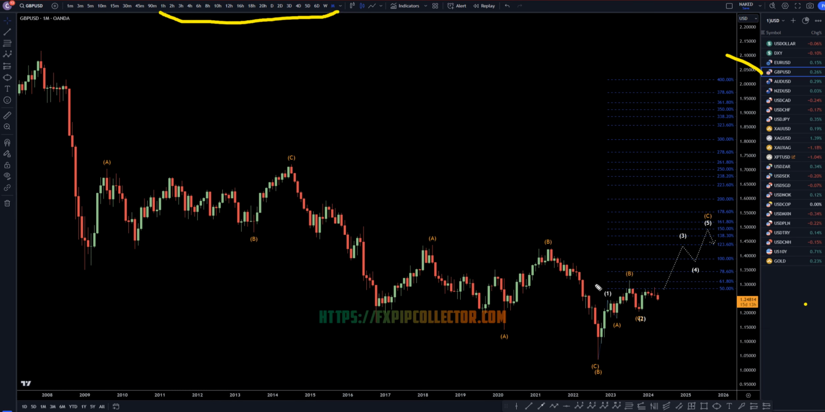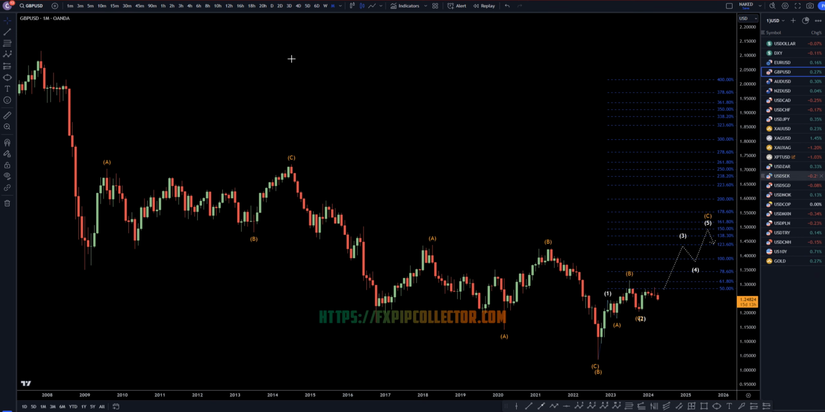So on the pound dollar monthly, I'm still very bullish overall. I still think there's a very good chance that this move down that we're currently seeing is going to make a higher low, and I still think it's very, very likely that it is going to go up to complete this wave C pattern, probably eventually go up and take out these highs.